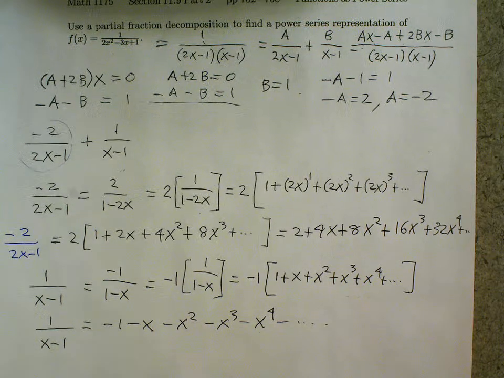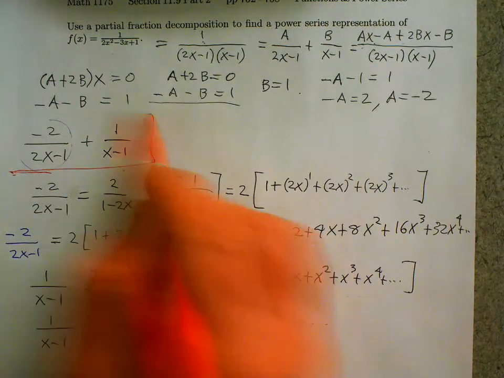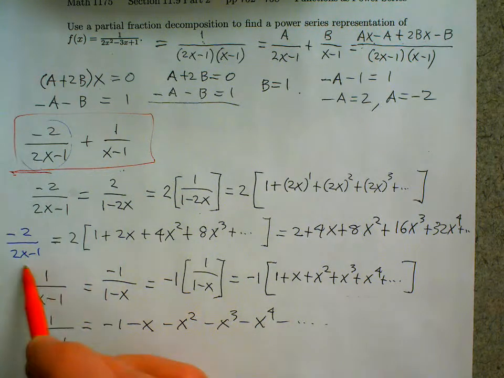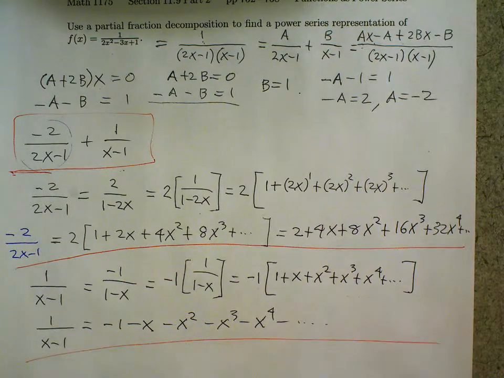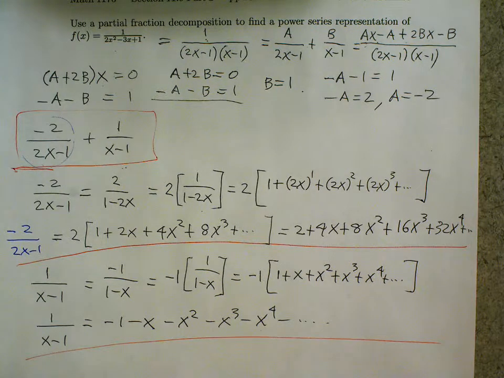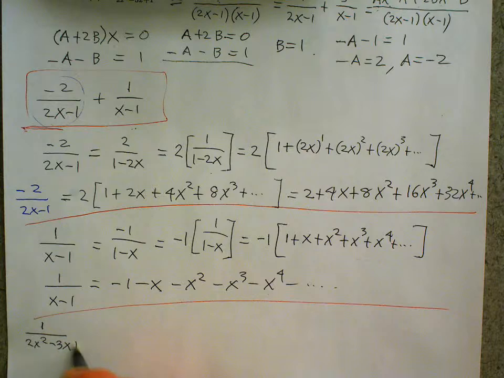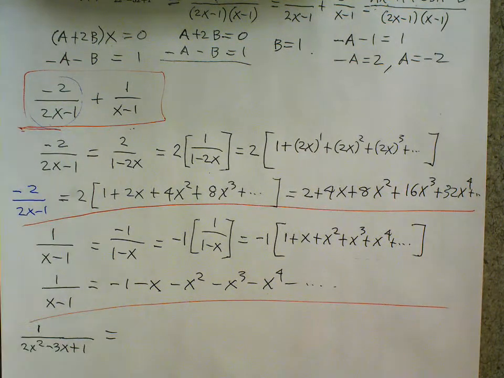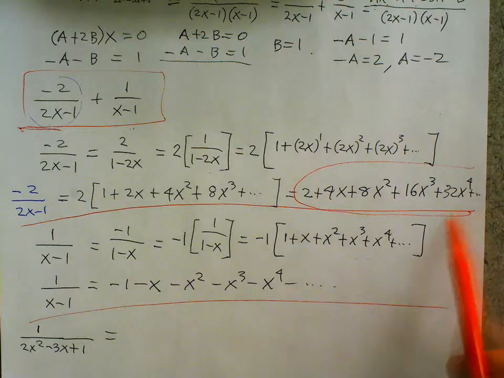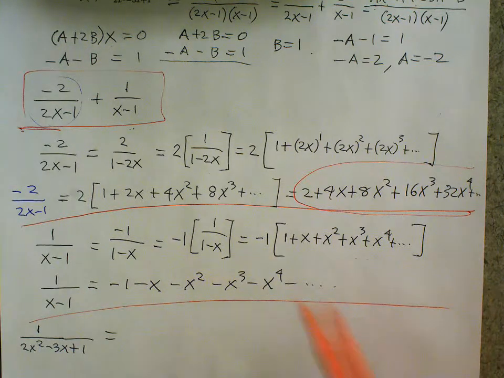Okay, so now what? We're going to add those two series. So we're going to add this series to this one. So let's do that term by term. But I'll write down that after we add those, it's going to be equal to 1 over 2x squared minus 3x plus 1. Okay, so here are the terms from -2 over 2x minus 1. Here are the terms from 1 over x minus 1.